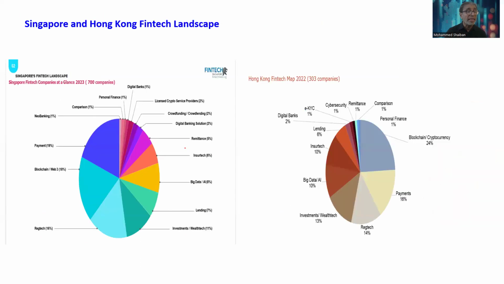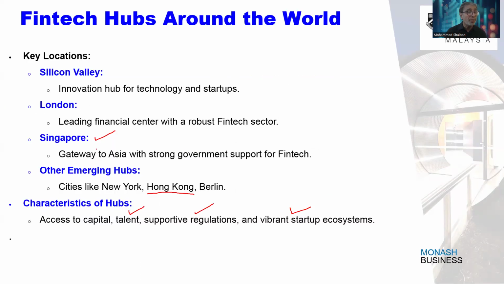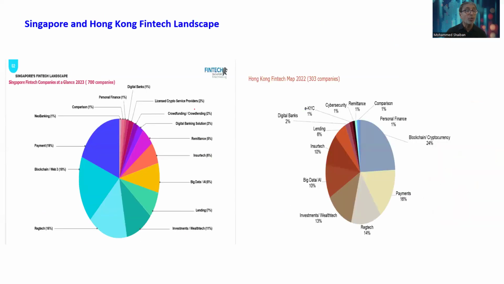Now, I was thinking, because I told you Singapore and Hong Kong, actually, I will upload the report for this also. See, in Singapore, we have 700 companies. Malaysia has only 313. Hong Kong has 303 companies, and you can see it's almost the same. But the interesting thing is to see how much blockchain is taking here.